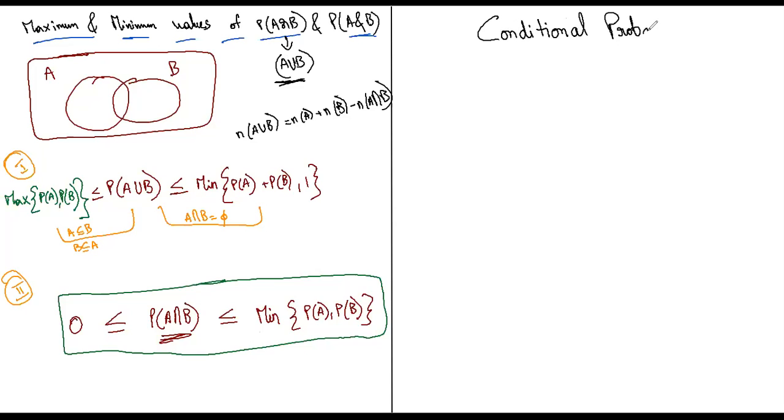Conditional probability. Am I hurrying too much? Are you feeling that I am hurrying things too much? Avinshu? Is it okay, Avinshu? Yes, sir. Avinshu, if anyone has a problem, just let me know.